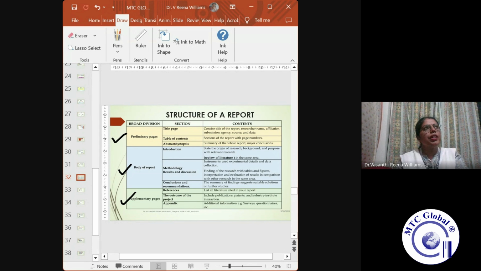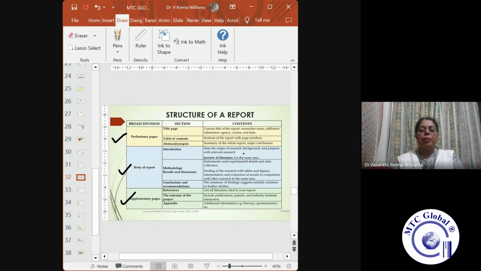If you are wanting to publish a paper, the journal will have its own guidelines which you have to follow, and then put your paper according to that style, and then send it for publication. Okay. Similarly, if it is your project report, your university or your college will have its own format which you need to follow. Okay, please keep in mind. But overall, generally, this is the format. So broadly, a report is divided into 3 sections: the preliminary page, the body of the report, and the supplementary page.